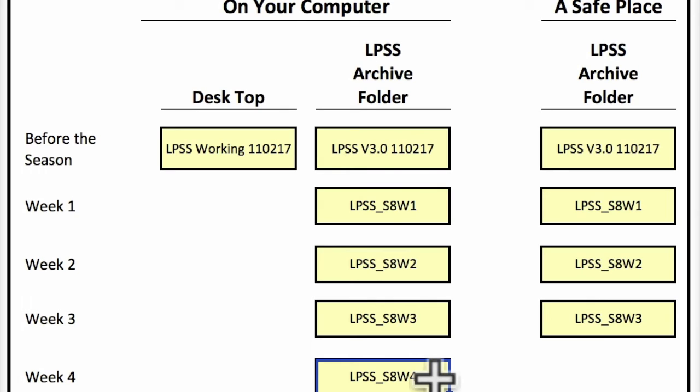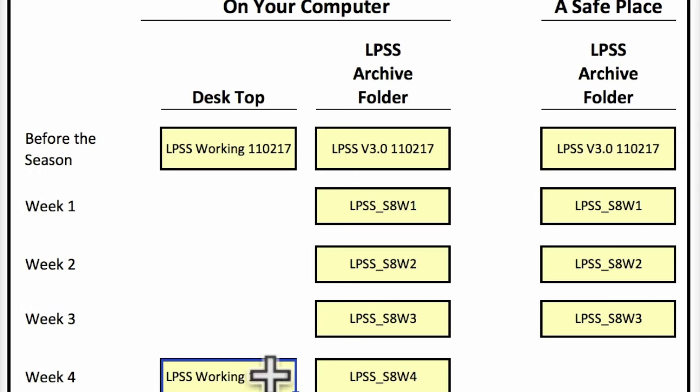The way to do that is to go back here. If that was a good week, if we're confident that our program was working well in week 3, we take a copy of that file, we put it on our desktop, and before we do anything, we change the name of it now from Archived Season 8 Week 3 to LPSS Working File, and we call it November 15th, 2017.